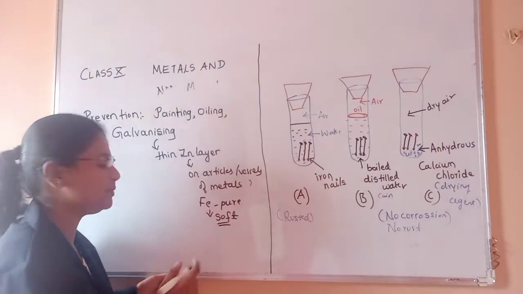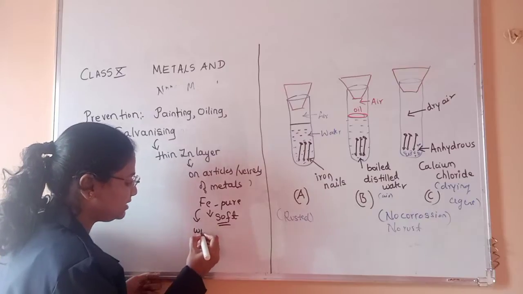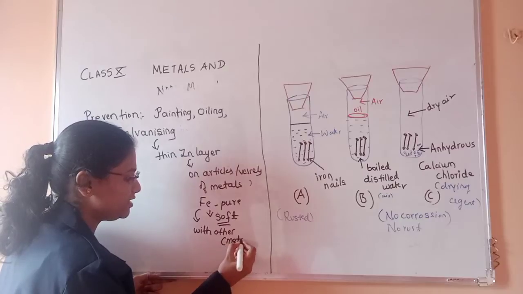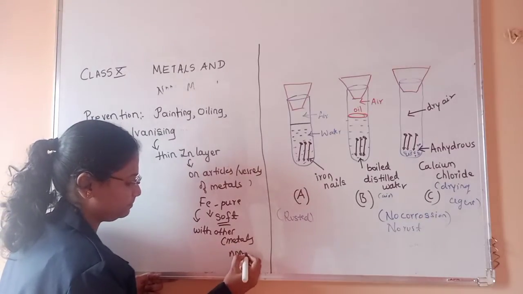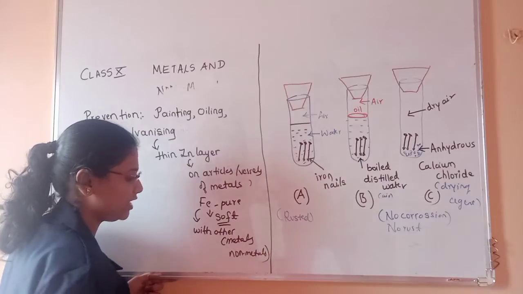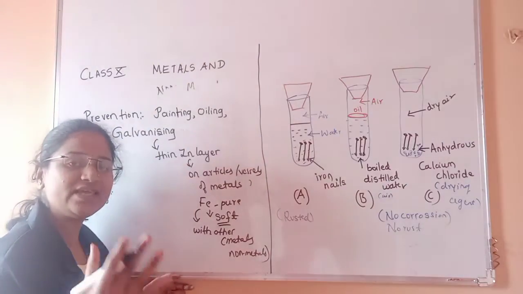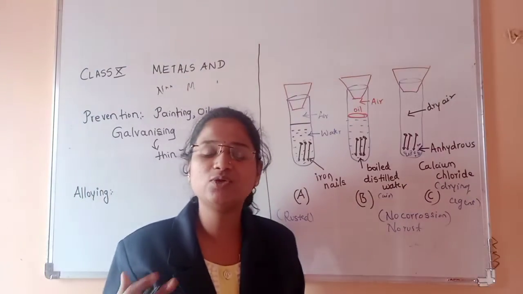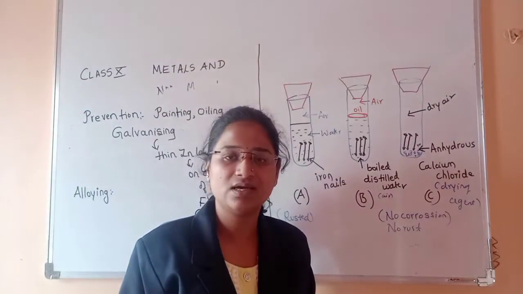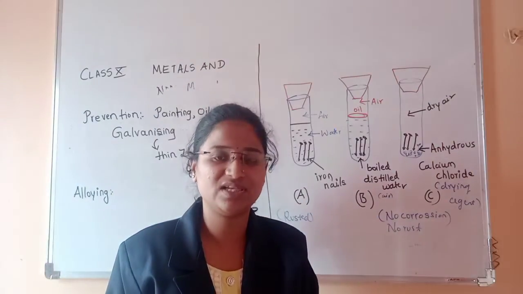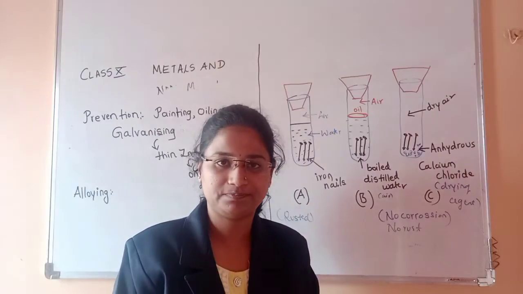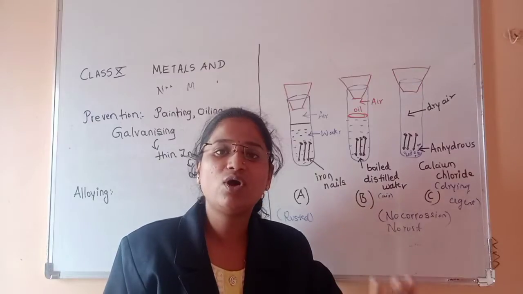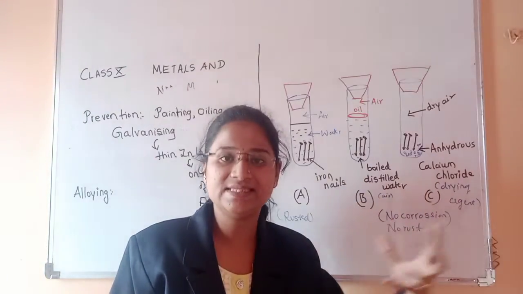That is why they mix iron with other substances, like other metals or non-metals. When they combine metals with a definite quantity of other metals and non-metals, a mixture of metals and non-metals is formed, which is called an alloy. Okay, so this alloy, what happens? This alloy will not corrode very easily.